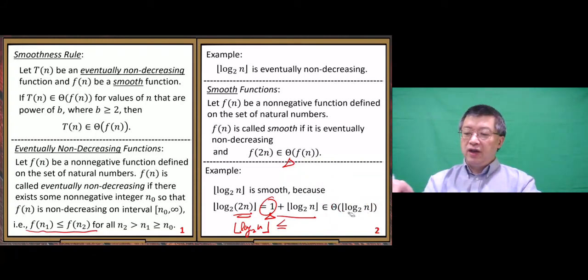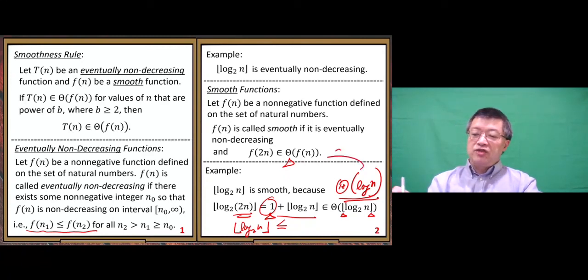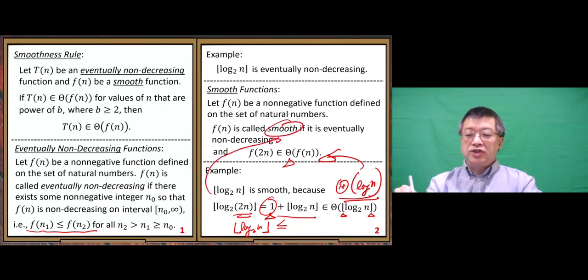So you can see this is also in the big theta of log, yeah. We can remove that floor function, okay? So we don't need a floor function. So we can even write log, sometimes the log base is not important, right? So we can simplify to this. The base is not important. All right, so you can see it satisfies that condition. So based on the definition, this function is smooth.